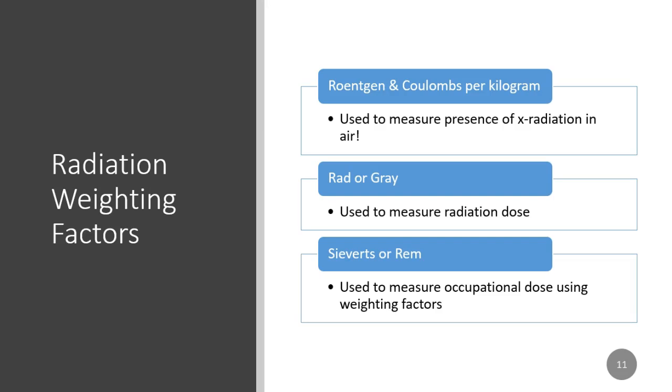So looking at Roentgen and coulombs per kilogram used to measure the presence of radiation in air, the rad or the gray used to measure radiation dose, and the sievert or the REM used to measure occupational dose using weighting factors.